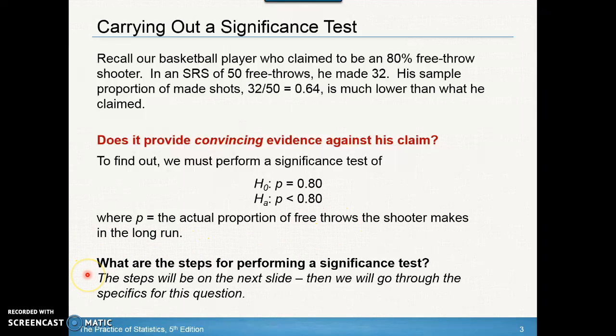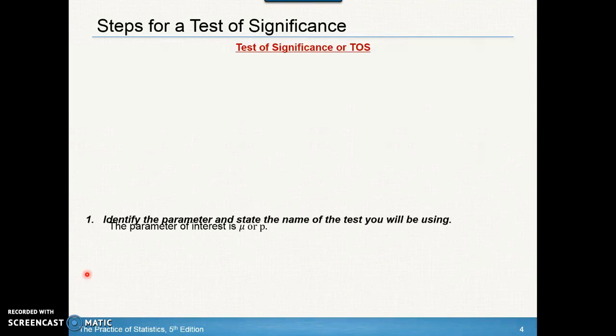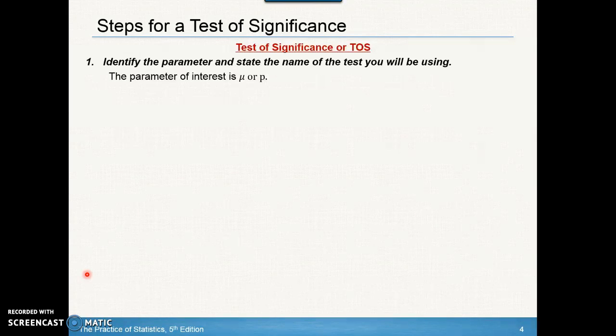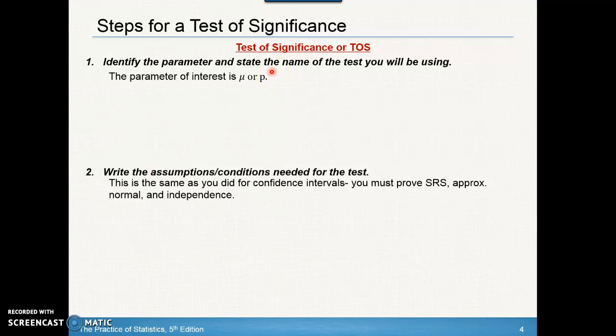So what exactly are the steps for performing a significance test to see whether or not he actually makes less than 80% of his shots? Okay, so this is just the general steps for your test of significance. This is what you're going to see every single time you do one, whether it's this, means, chi-square tests, and other stuff. All right, step number one is identifying the parameter and stating the name of the test you'll be using. So a one sample z-test for proportions, we'll go over what all that means.